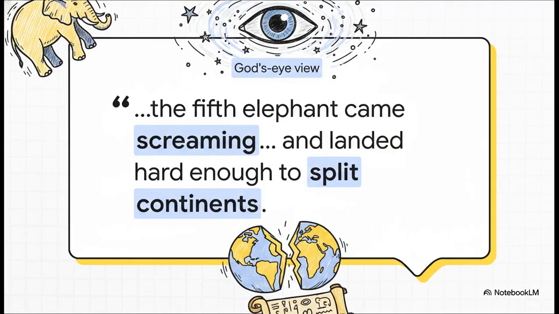Just take a look at this. "Landed hard enough to split continents." I mean, seriously, could a single character witness that? Absolutely not. This is a mythic, cosmic scale of storytelling. This is that God's eye view, a perspective that can see all of time and space, which makes it perfect for those huge epic tales.